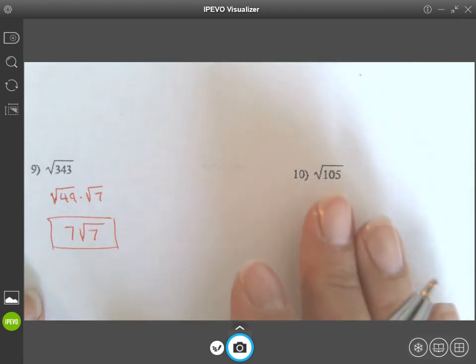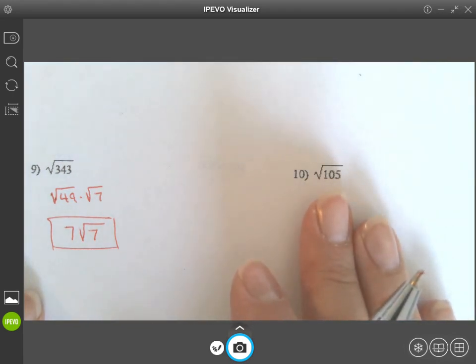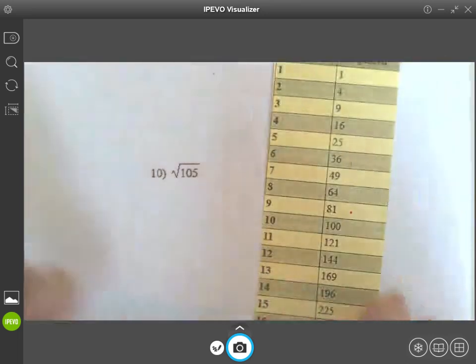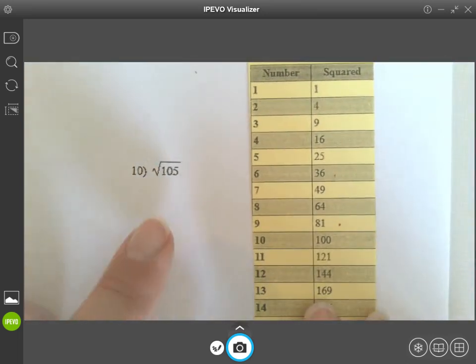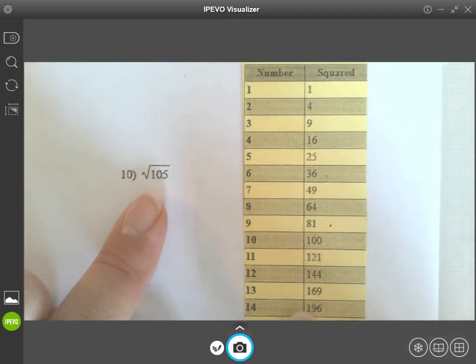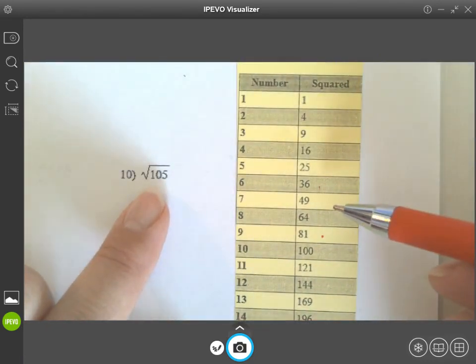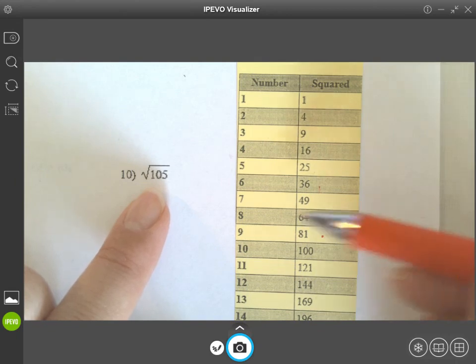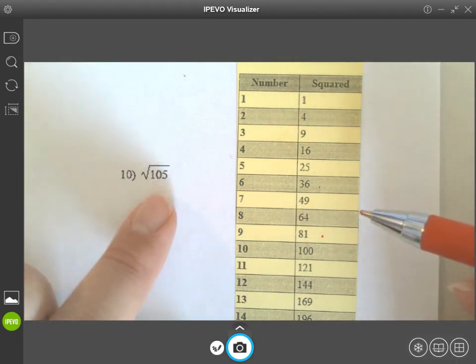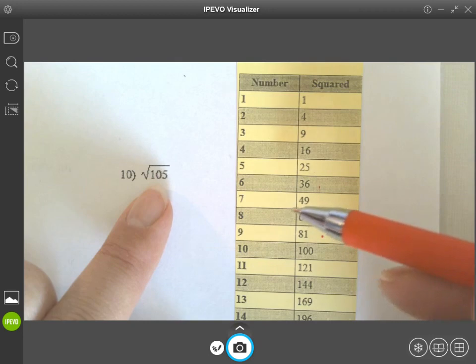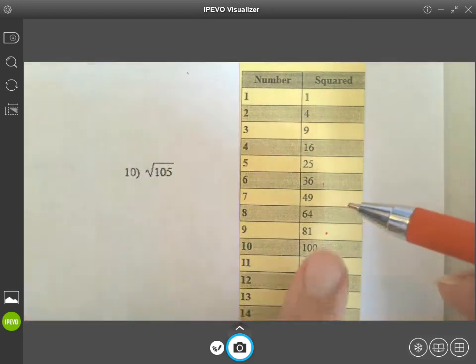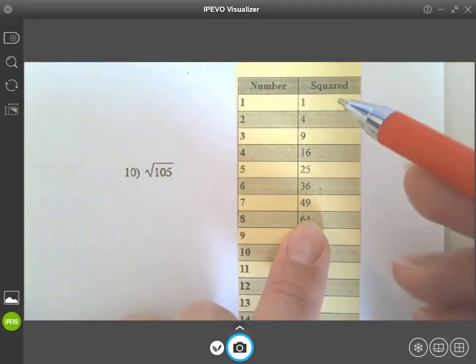So do you understand why I'm cutting it in half? The smallest thing I can divide by is 2, which actually I don't even care about because it's not a perfect square. But I want to cut it in half. What's half of 105? 52 and a half. That's just my cutoff. If I divide by 2 and I get 52 and a half, then anything under that number, I'm going to try to divide this by.